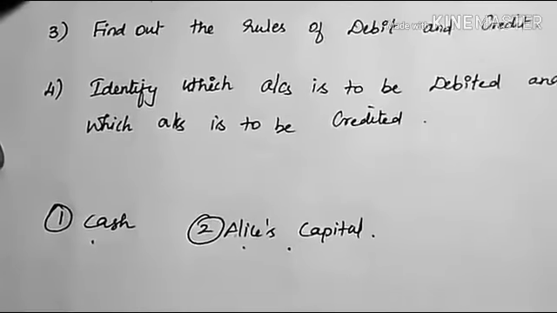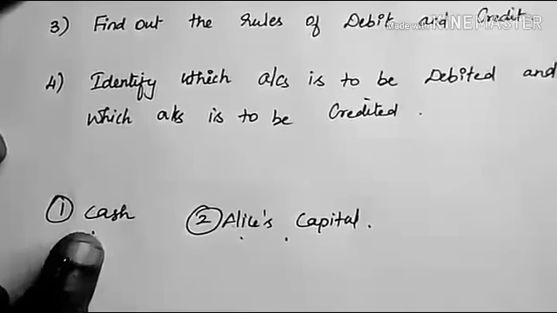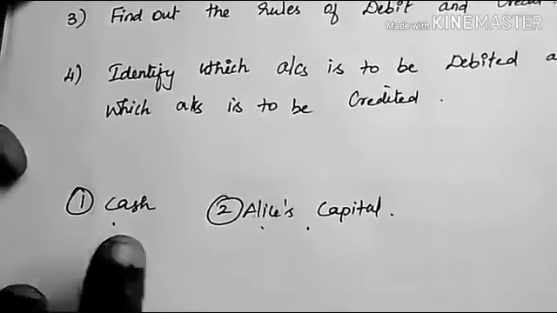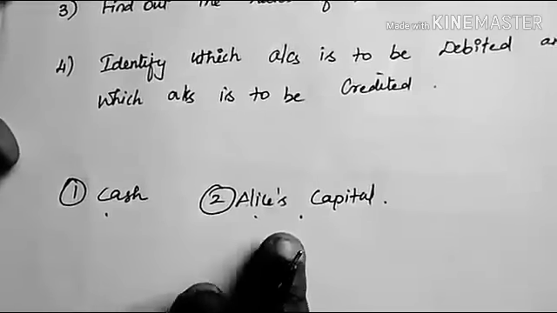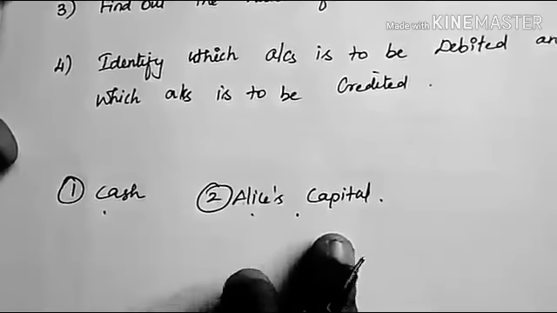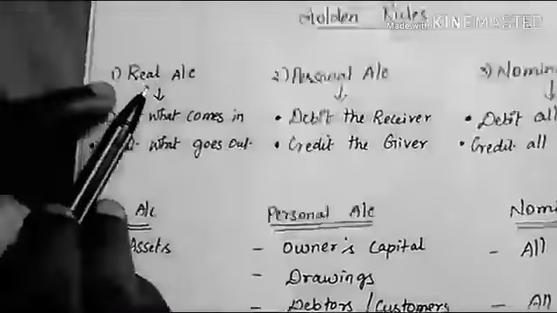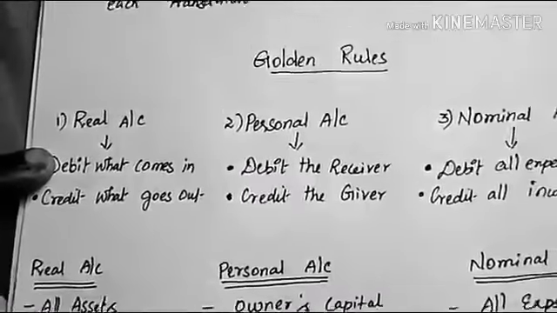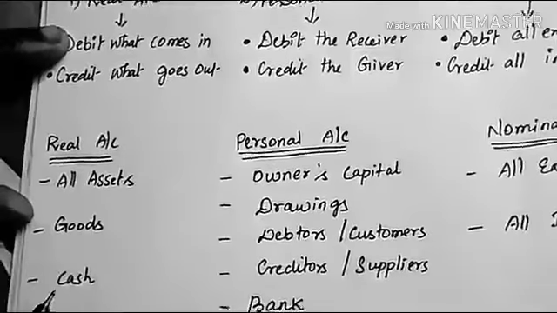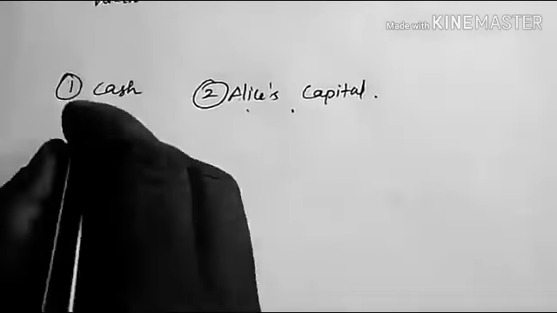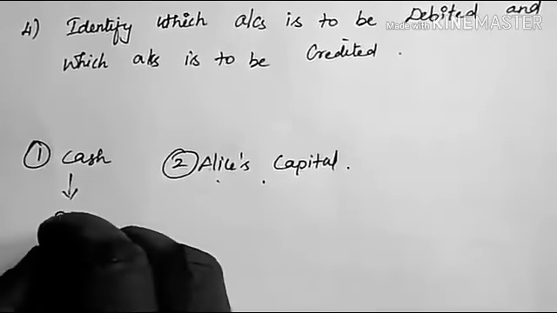So now you have identified the 2 accounts. Now you need to classify whether the particular account belongs to real account, personal account or nominal account. In the same way, for cash, I told you, just refer to the golden rules. Real account means in the form of asset. Asset may be in the form of cash or goods. So cash is a real account, no? So now you have identified this account. Cash is a real account.